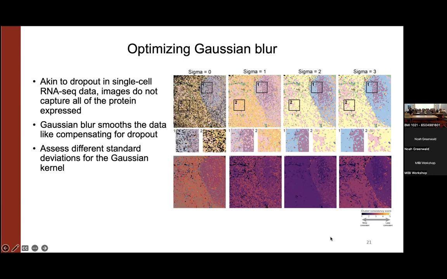And we tested this across a variety of different data sets in the lab. Sigma 2 seems to work well, but this may be a parameter that you can change in your own data.